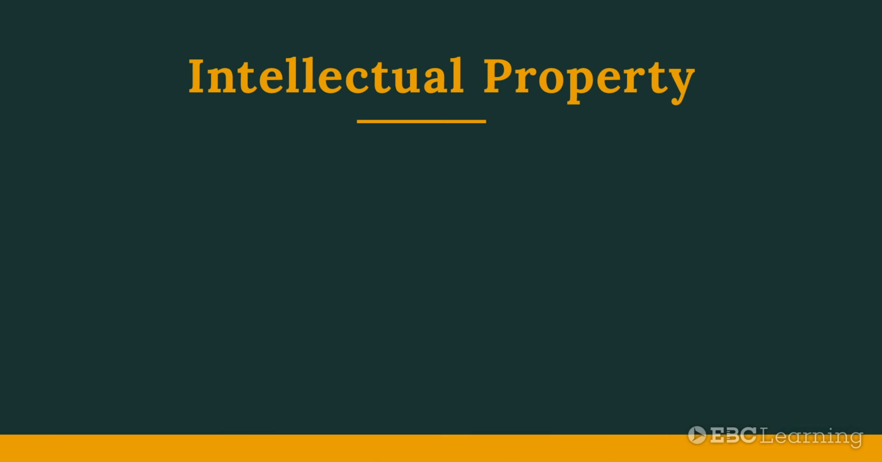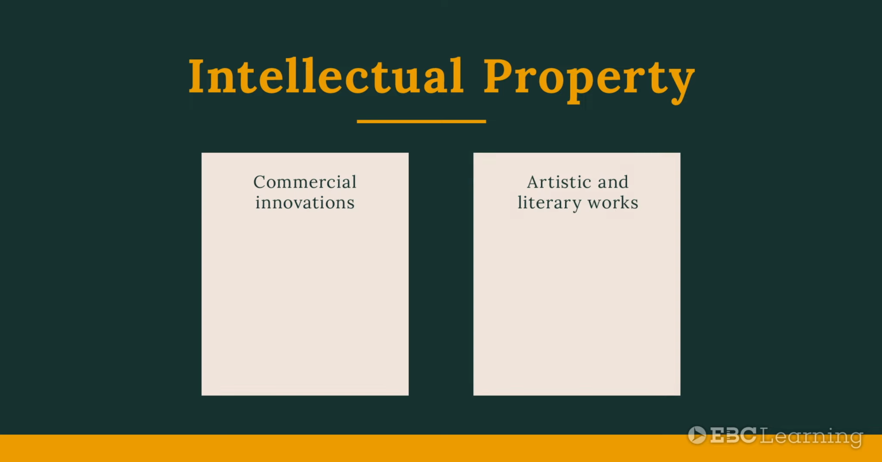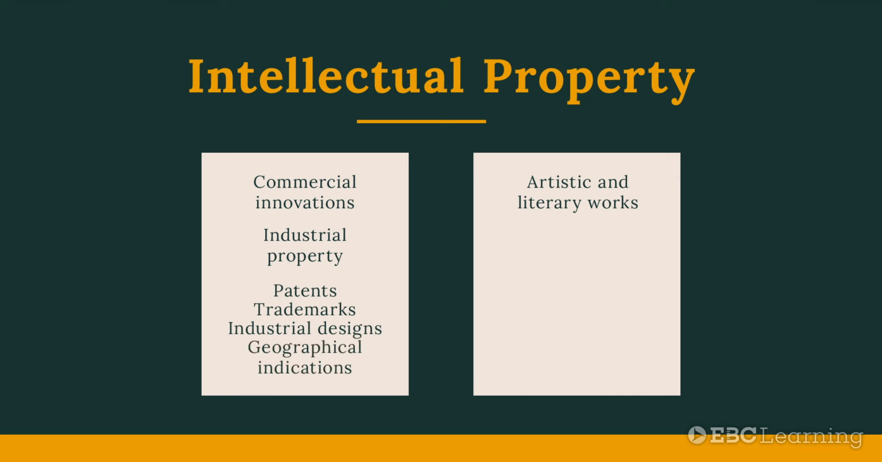Intellectual property is broadly classified under two broad heads: commercial innovations and artistic and literary works. Commercial innovations are also called industrial property. They exist in the form of patents, trademarks, industrial designs, geographical indications, etc. And artistic and literary works are what is in the form of copyrights.